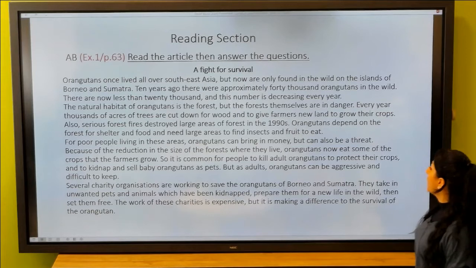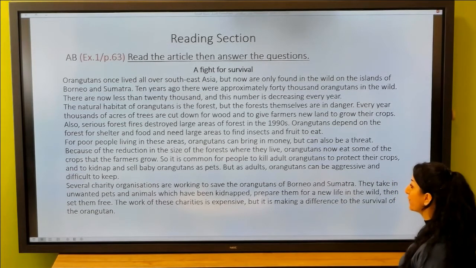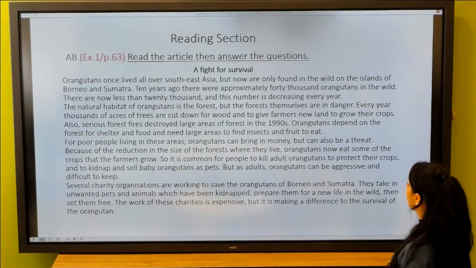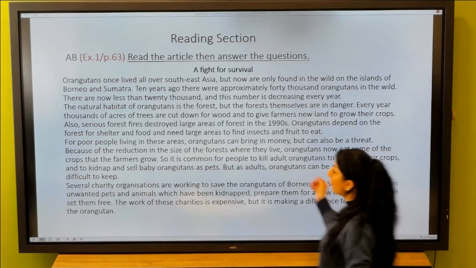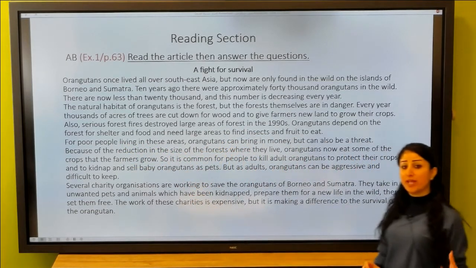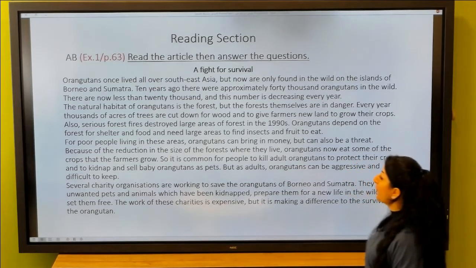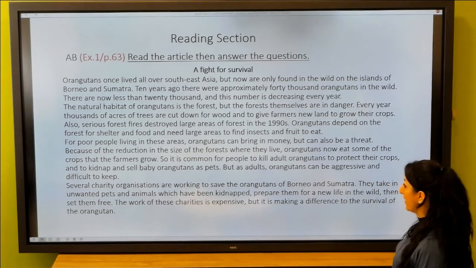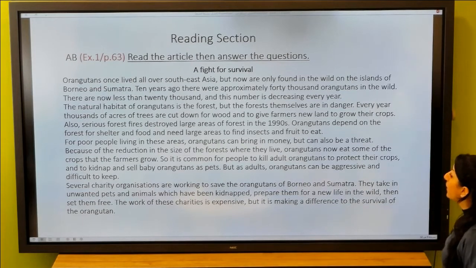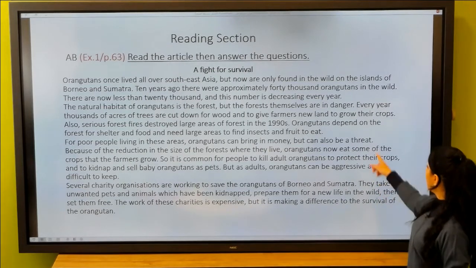Orangutans depend on the forest for shelter and food and need large areas to find insects and fruit to eat. What's the meaning of shelter? Shelter is a special place to protect animals, people, or plants. For poor people living in these areas, orangutans can bring in money, but can also be a threat. Threat means danger.